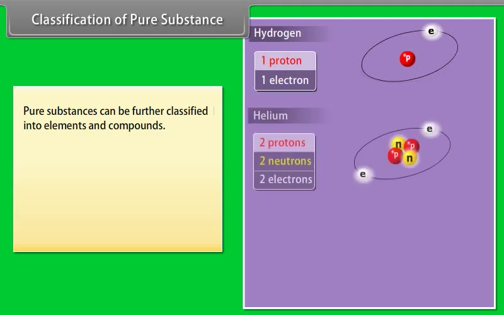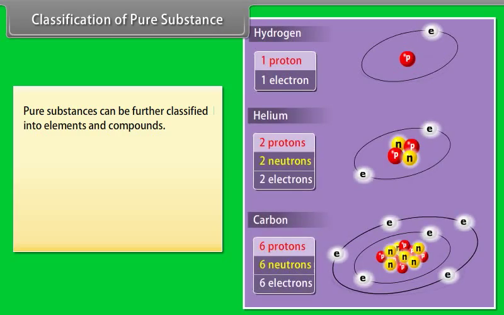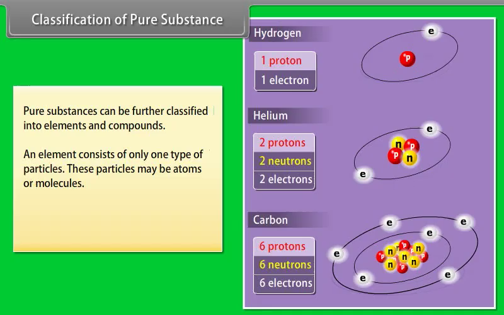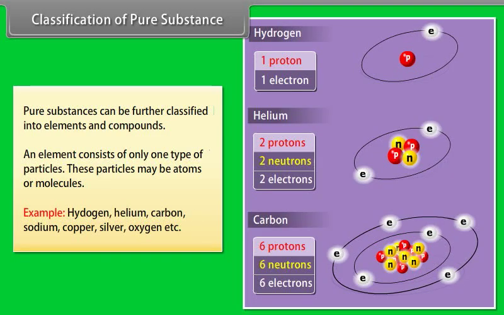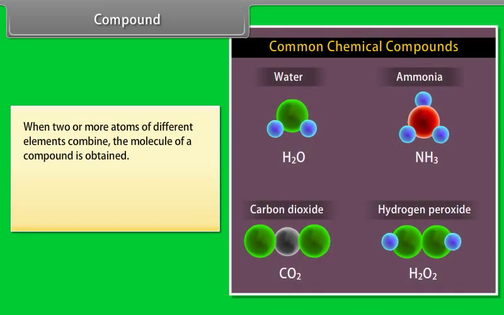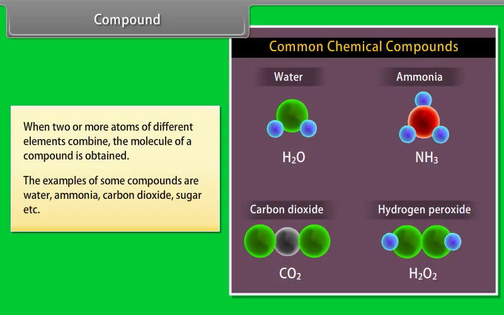Classification of pure substance. Pure substances can be further classified into elements and compounds. An element consists of only one type of particles. These particles may be atoms or molecules. Example, hydrogen, helium, carbon, sodium, copper, silver, oxygen, etc. Compound. When two or more atoms of different elements combine, the molecule of a compound is obtained. The examples of some compounds are water, ammonia, carbon dioxide, sugar, etc.